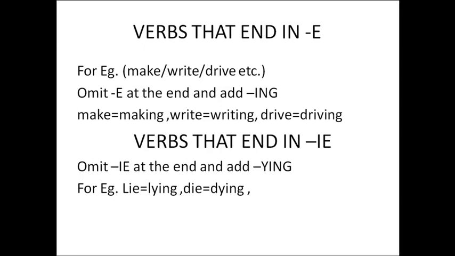Also, you need to note that for verbs that end in IE, for example, lie, L-I-E, we need to omit IE at the end and you should add YING. So here, lie becomes LYING, die, D-I-E, becomes DYING. So remember, you need to omit IE at the end and you need to add YING.